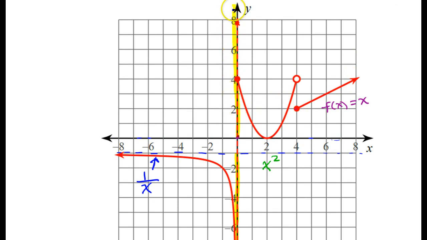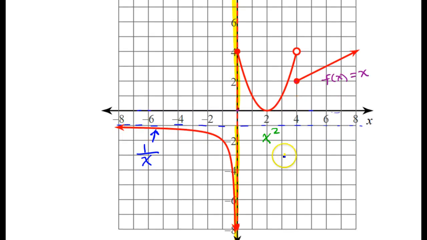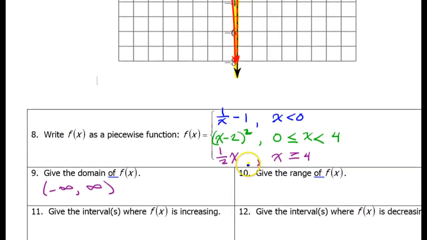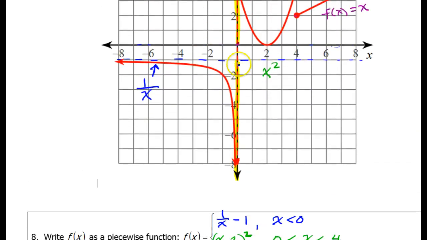And it's okay that it overlaps like that. But as you can see, there's a gap in the y values. There are no y values between -1 and 0. So we will have to write our range in two separate pieces connected by the union symbol. So the lower part of the range is from negative infinity to -1.